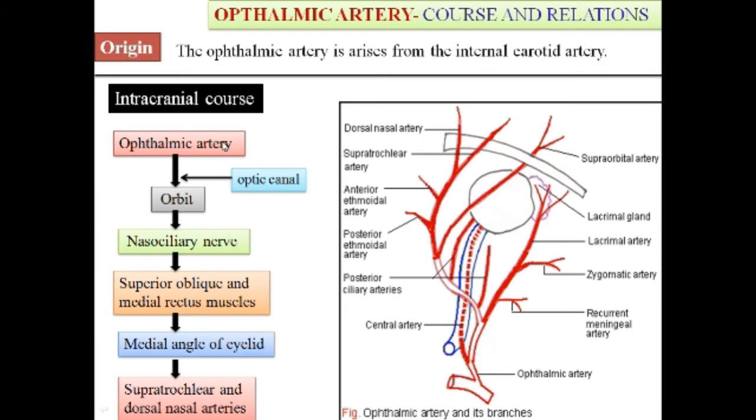Let us see. The ophthalmic artery, a branch of the internal carotid artery, enters the orbit through the optic canal, and then it corresponds with the nasociliary nerve. You can see the nasociliary nerve, and further it runs between the two muscles, the superior oblique and medial rectus. Then it terminates near the medial angle of the upper eyelid by dividing into the supratrochlear and dorsal nasal arteries.